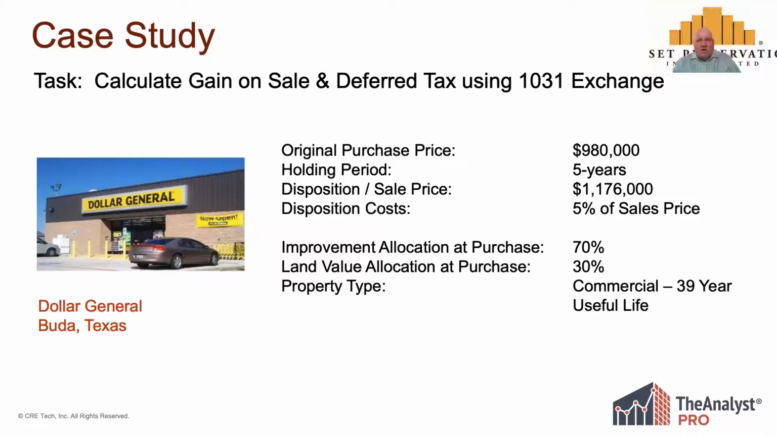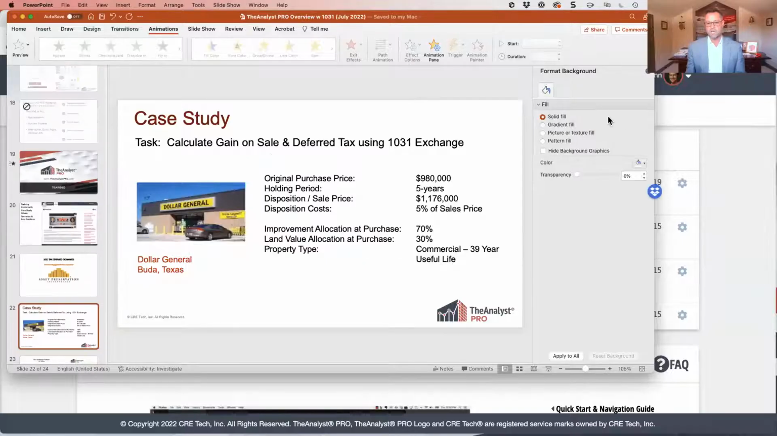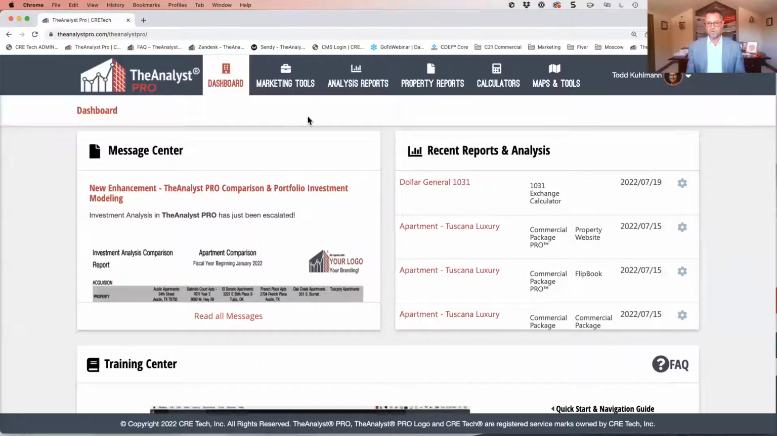So when we first bought this property, what was the allocation of the improvements for the property that we're going to depreciate, taking cost recovery and depreciation on? We're going to say 70% of the property's value was the improvement value. The calculator will then take straight line cost recovery, or straight line depreciation, on that improvement value. And because this is a commercial property, we're going to look at this over 39 years. Now, let me pop out of my PowerPoint presentation and go over to the Analyst Pro.